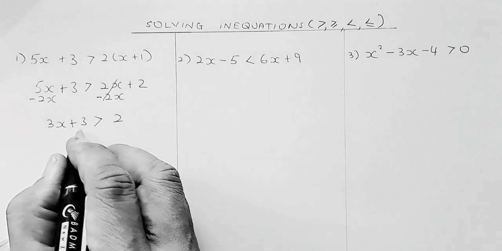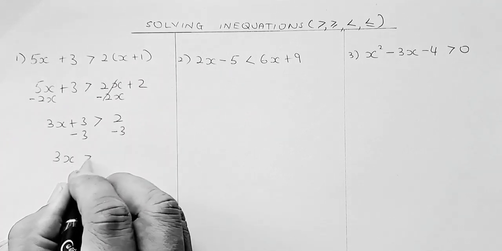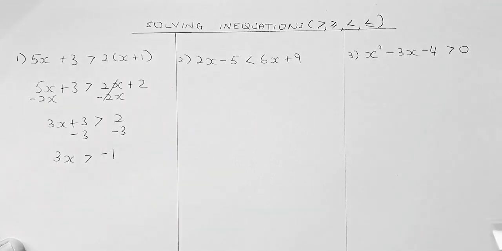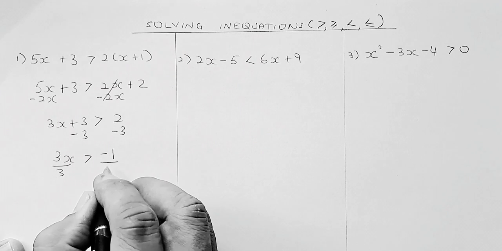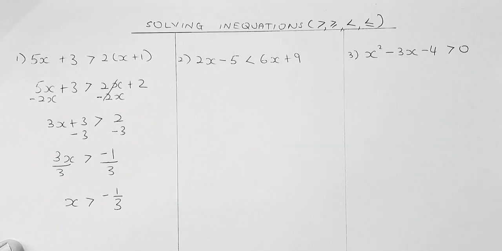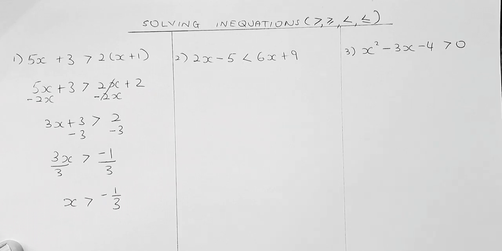Next, you get rid of this 3, you minus 3 on both sides. So you get 3x is greater than negative 1. Minus 3 plus 2 is negative 1. And the last step, you divide by 3 on both sides. And the answer is x is greater than minus 1/3. So technically, you are doing the equation as though they are equal rather than an inequation. The only time you change the symbol, I repeat again, is when you divide or multiply by a negative number. So we shall look at the second example.